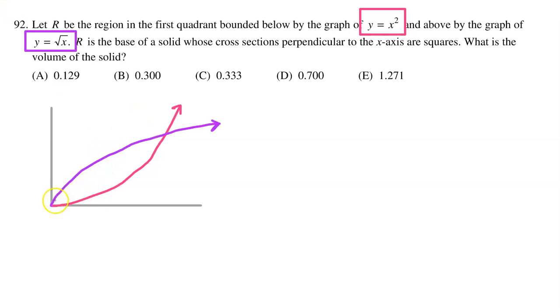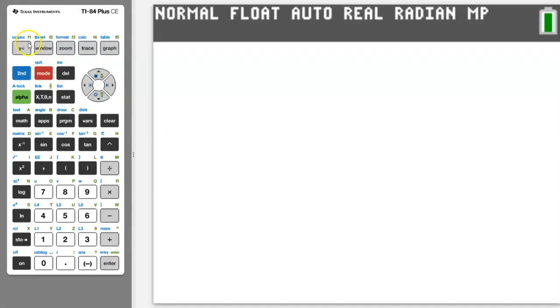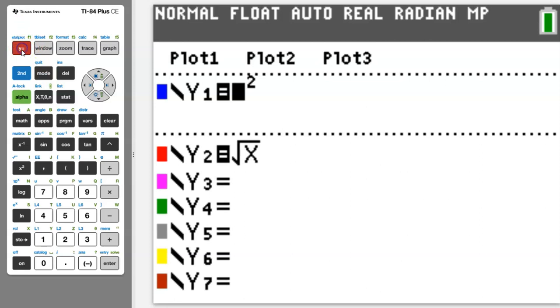And the graph of y equals the square root of x looks like this. So this yellow area is region R. Let's use our graphing calculator to find the x-coordinate of the point of intersection. So let's type x squared in as y1, and let's type the square root of x in as y2. Hit y equals, and type in both equations.